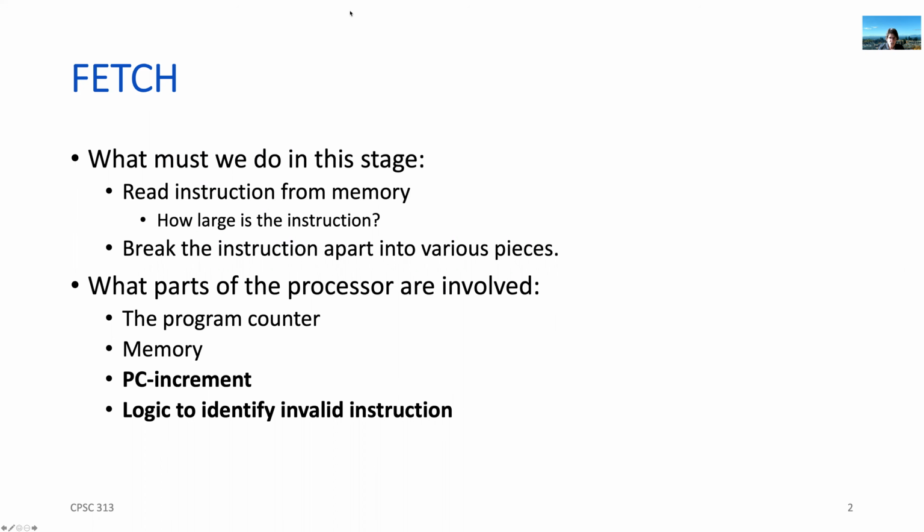So for the fetch stage, our goal is to read an instruction from memory. And some of the questions we might ask are like, well, how big is an instruction? Because we have instructions of different sizes. And then once we have the instruction, we're going to need to break it up into pieces. So the parts of the processor that'll be involved in the fetch stage are clearly the program counter, because that tells us where the instruction is, the memory, because that's where we get the instruction, and then there's going to be some new pieces like computing how much to change the PC, and also some logic to identify invalid instructions potentially.